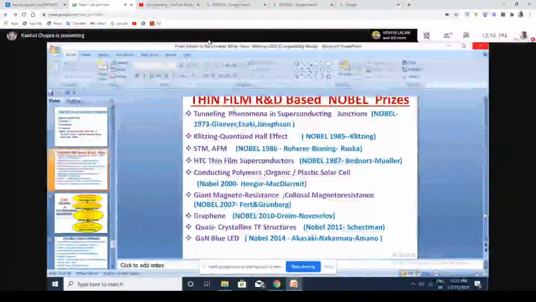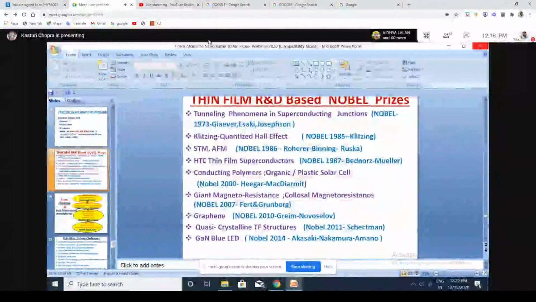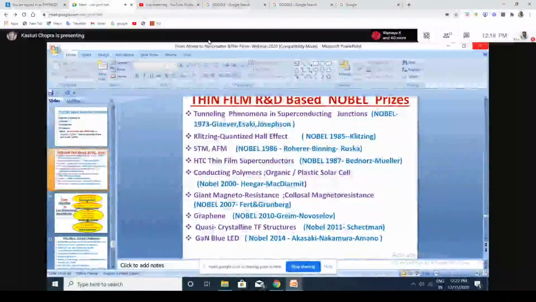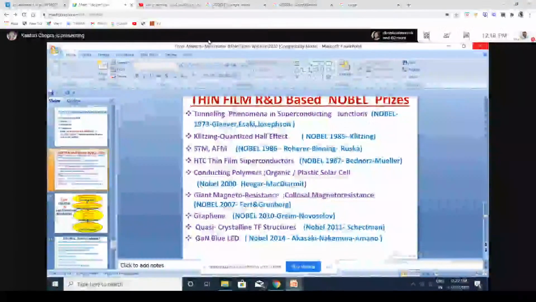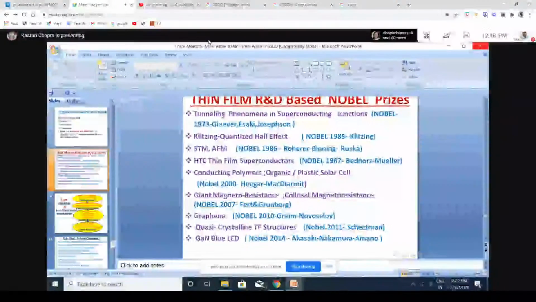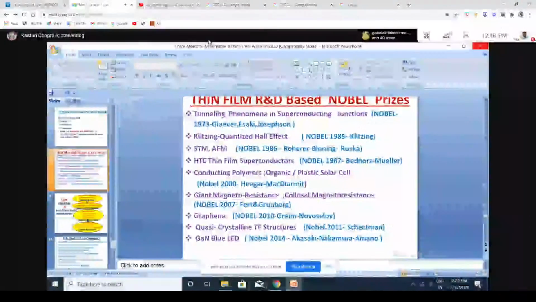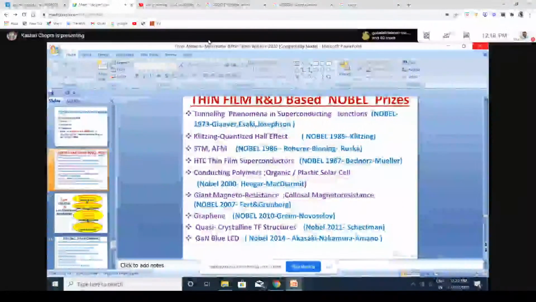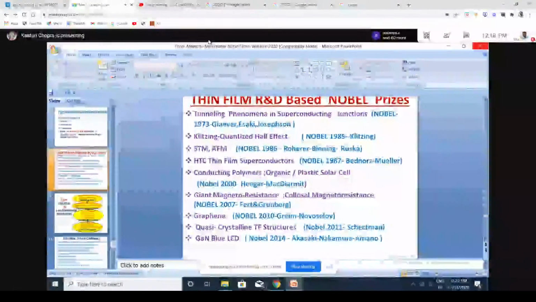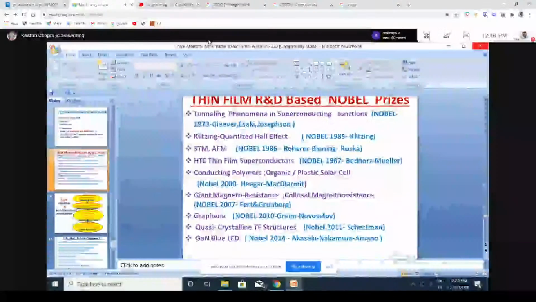Giaever, Esaki, and Josephson, they got a Nobel Prize in 1973. The tunneling phenomenon, superconducting junction, and the quantized Hall effect, which is responsible for the quantum standard today, got a Nobel in '85. Then, of course, the STM and AFM people were also using similar techniques for making their devices. Okay, so they got a Nobel. High temperature superconductor thin film, Nobel. Conducting polymers, for example, Nobel 2000.